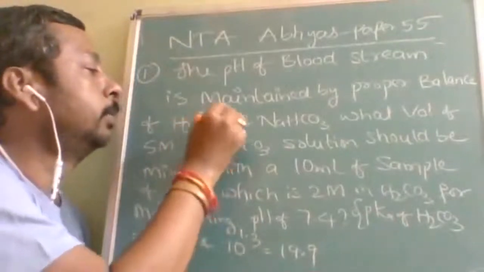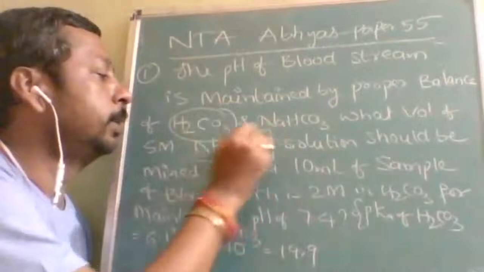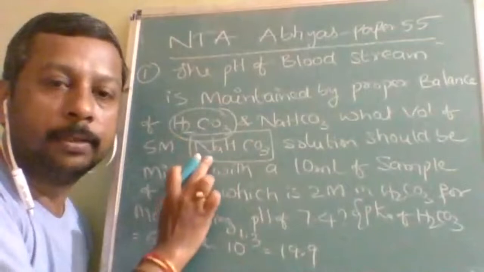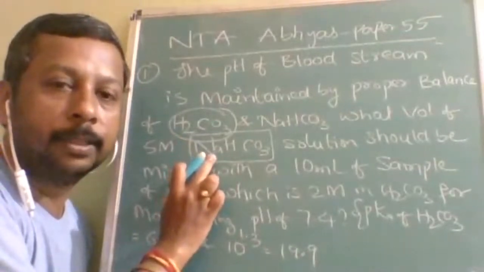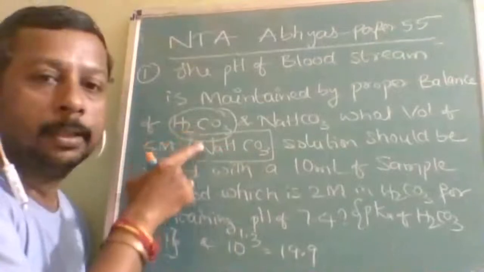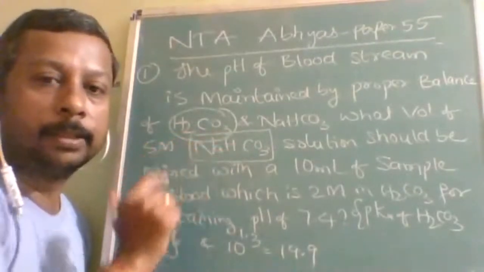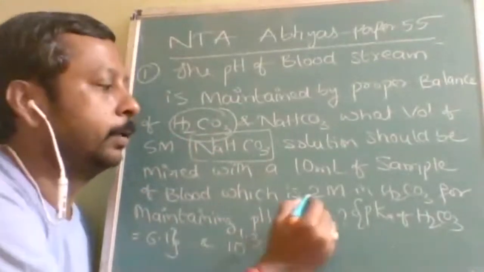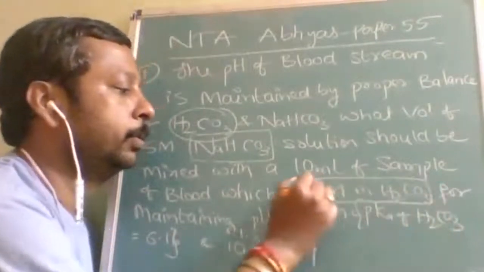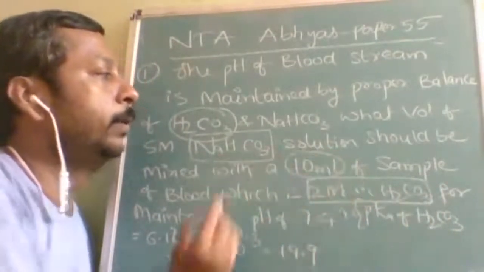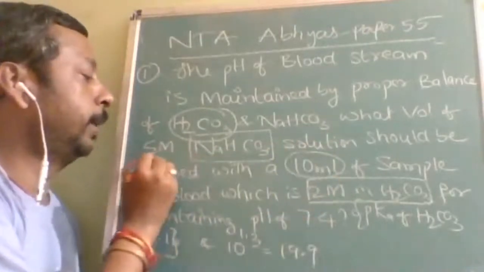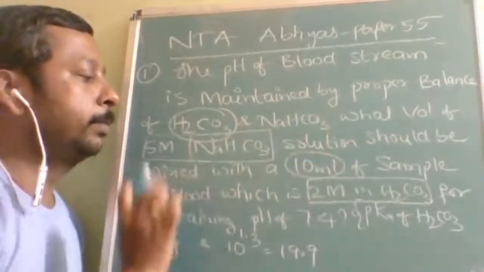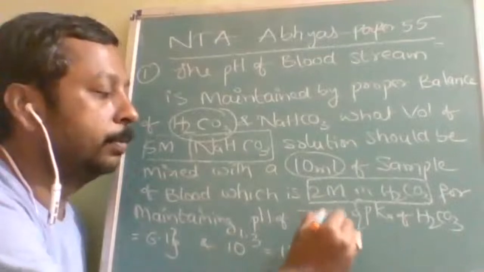See, H2CO3 is a weak acid and NaHCO3 is a salt of the same weak acid, made from NaOH, which is a strong base. Weak acid, salt of the weak acid with strong base, so it is a buffer. Understood? Now here, a 10 ml sample of blood is already containing H2CO3, which is 2 molarity. The question is, what volume of 5 molarity NaHCO3 must be added so that our resultant pH should be how much?